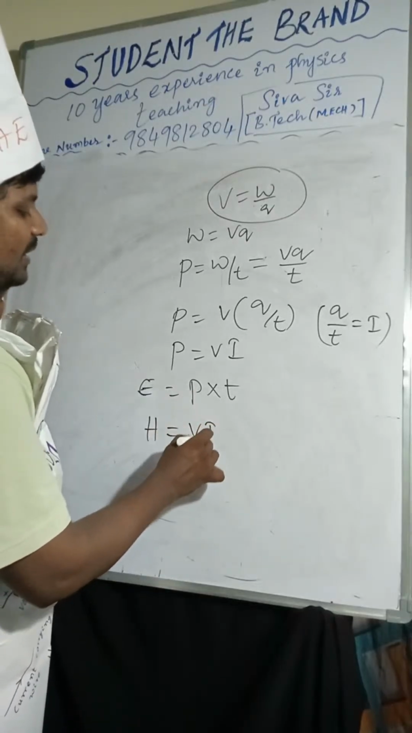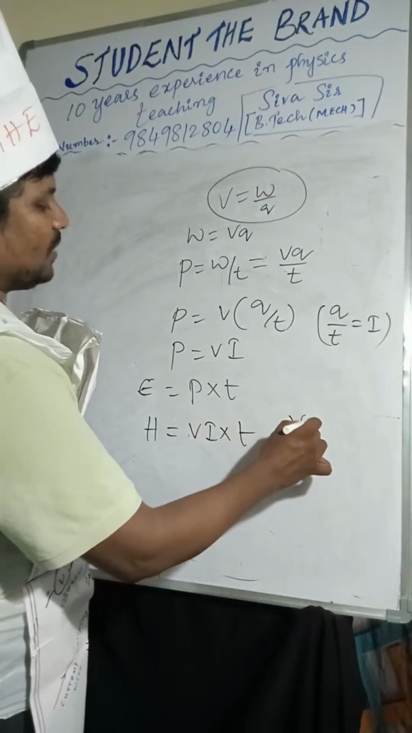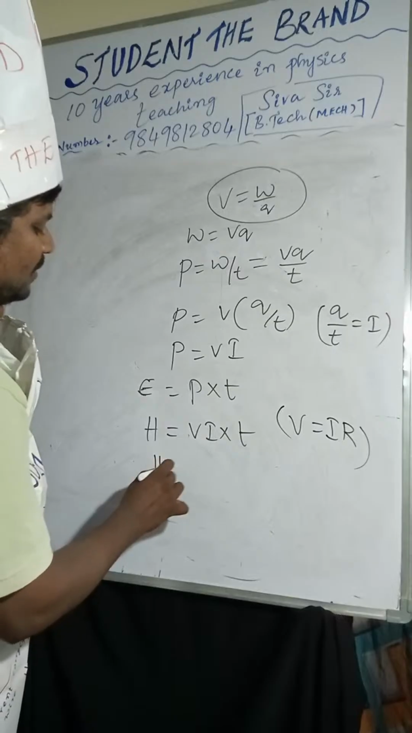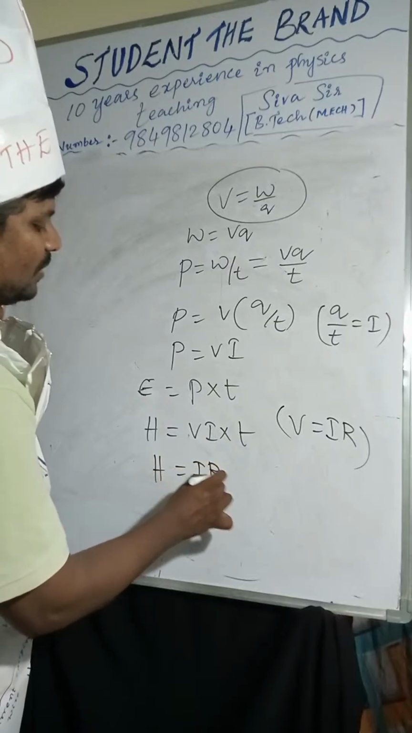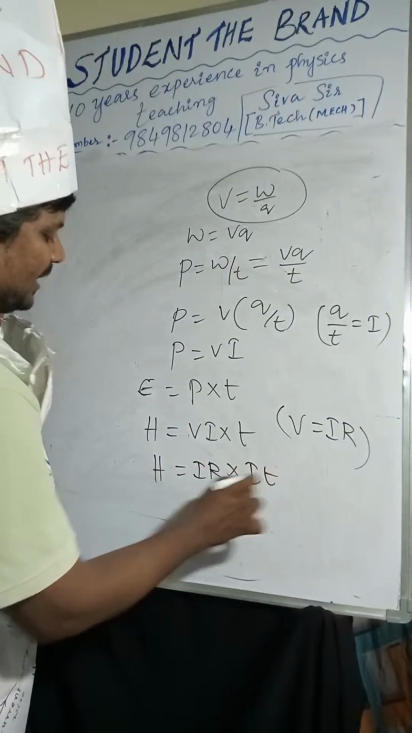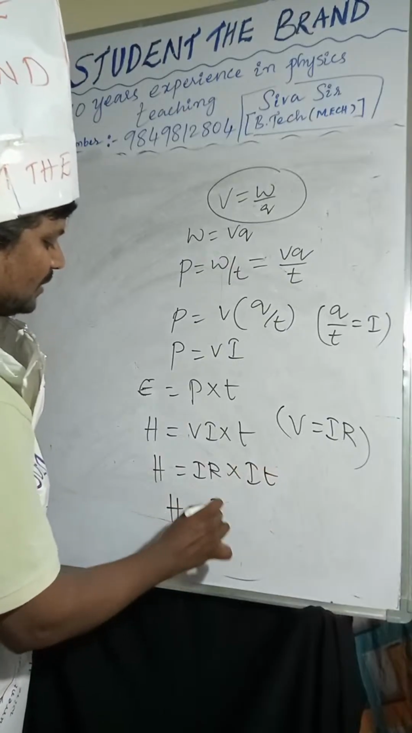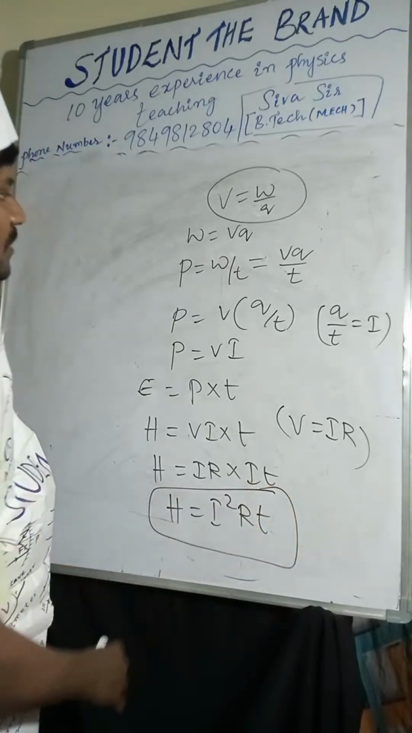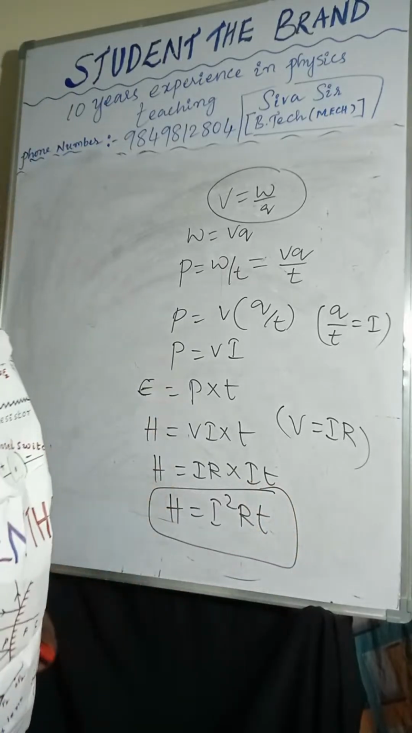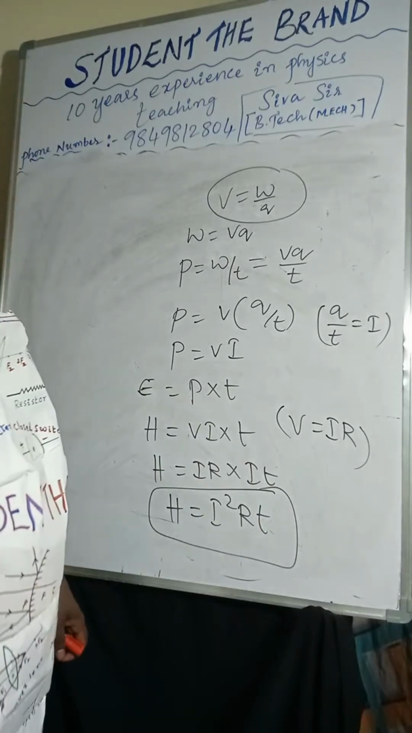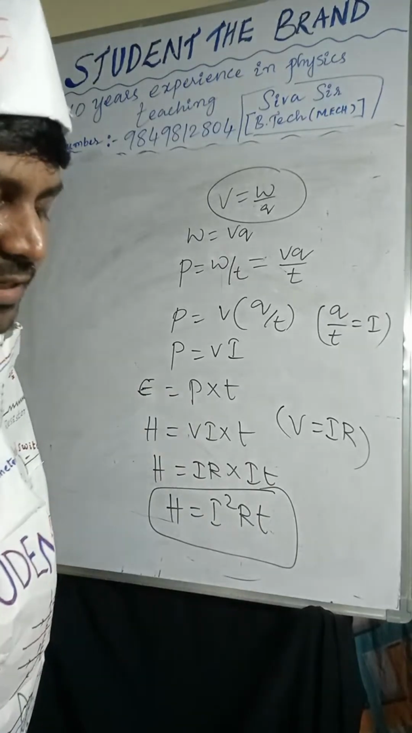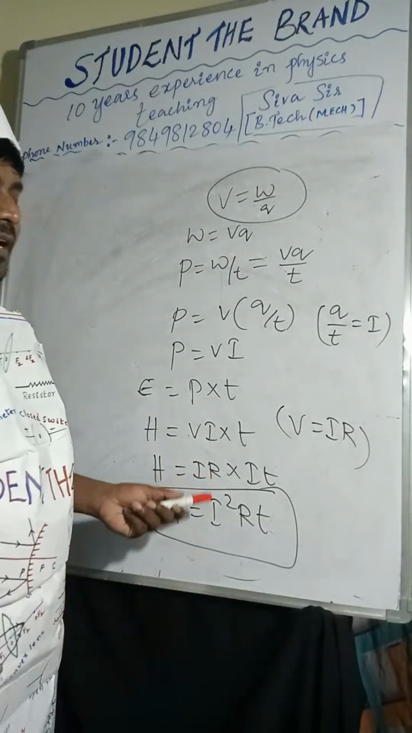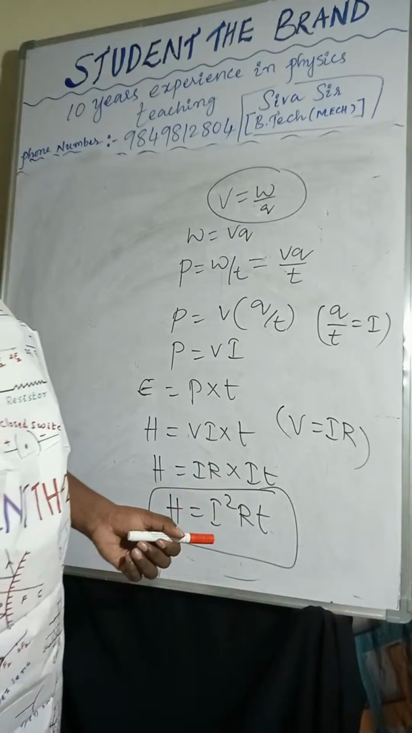So H equals VIT. We know V equal to IR. So the value H equal to IR into I into T. So H equal to I square RT. This is also known as Joule's law of heating. Heating effect of electric current is also known as Joule's law of heating.